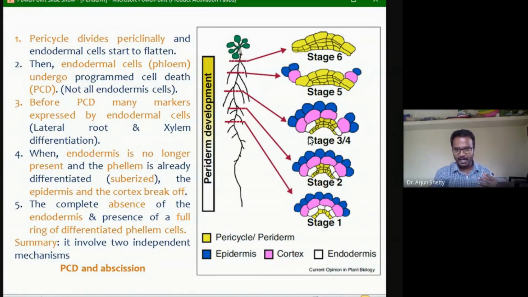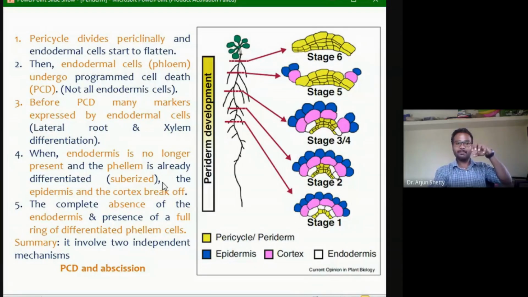So just see here in stage 3 or 4, you can see that the lateral roots' length is more. When you compare the lateral roots from stage 1, stage 2 and stage 3, in stage 3 you can see the lateral roots' size is bigger, and that size is still maintained in stage 4 and stage 6 also.